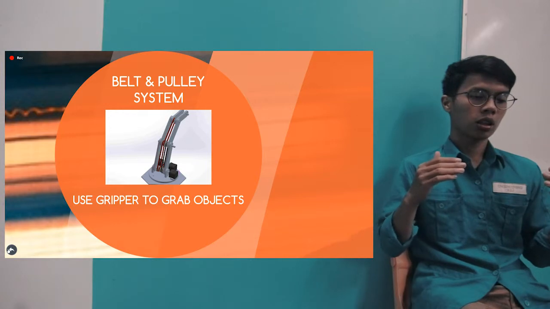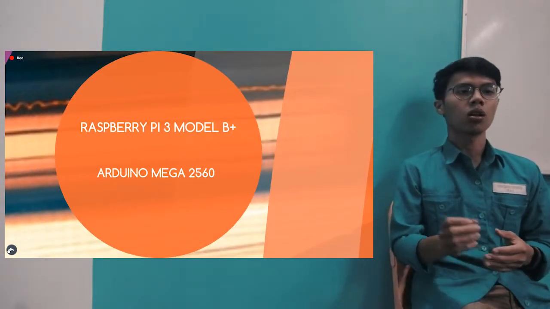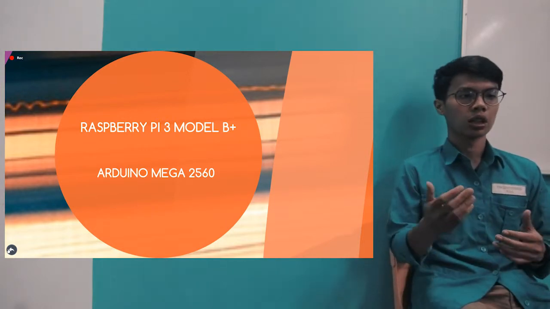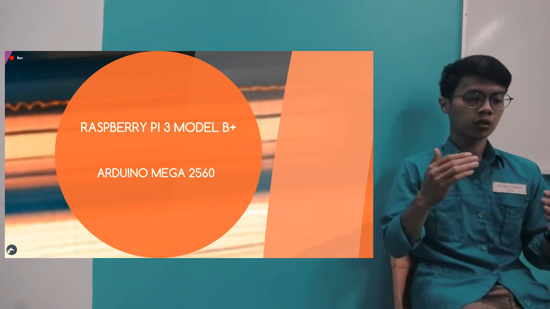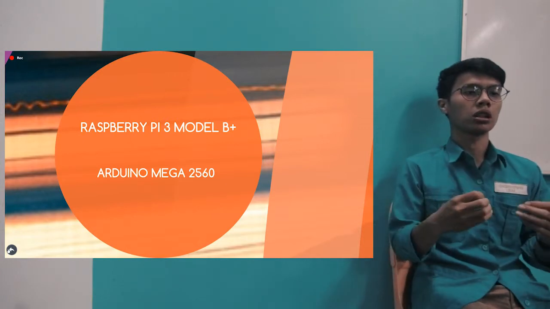In this robot, we are also using an Arduino microcontroller to control all the outputs of the motors, and we are using a Raspberry Pi 3 to execute the image processing algorithm. To integrate these two, the Arduino and the Raspberry Pi 3, we are using serial communication.